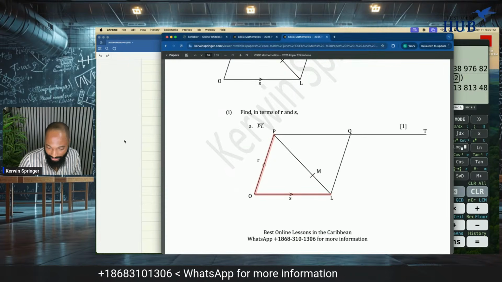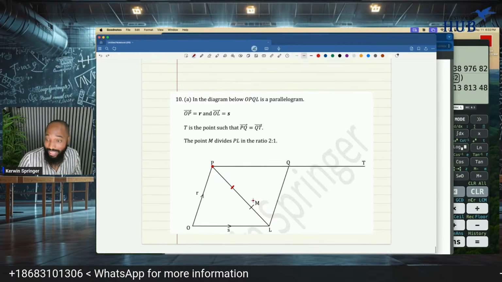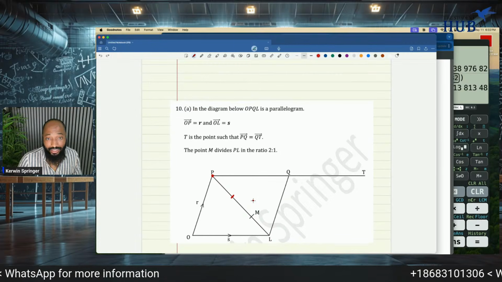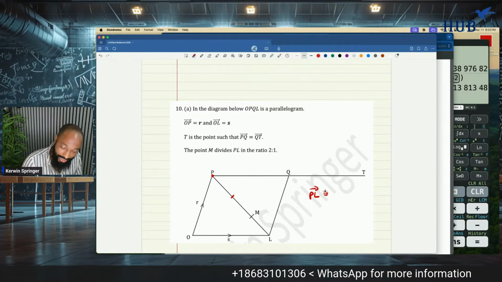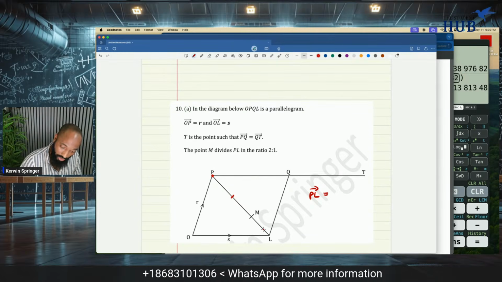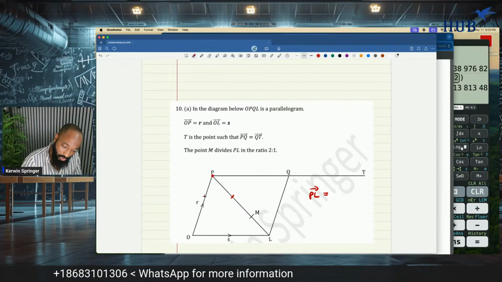Watch. P to L. PL. 3 marks. And everybody could do that. And what is PL? Key to vectors is finding another way. Do you know what PL is? No, you don't. But we could go down known paths.